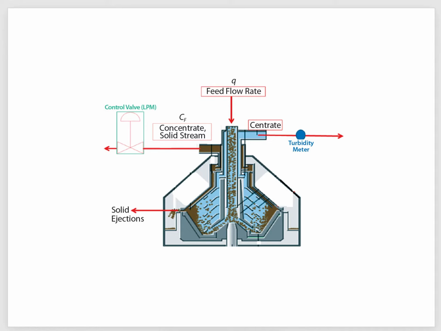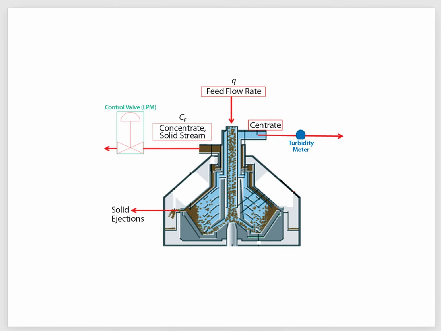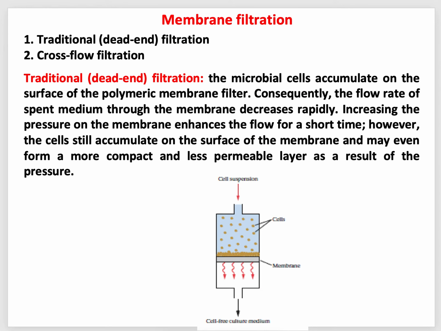So this was about centrifugation, and another method to separate the cells from the media is membrane filtration. Regarding membrane filtration, there are two methods. One is traditional filtration, which is also called dead-end filtration. Another is cross flow filtration. So what is the traditional dead-end filtration?